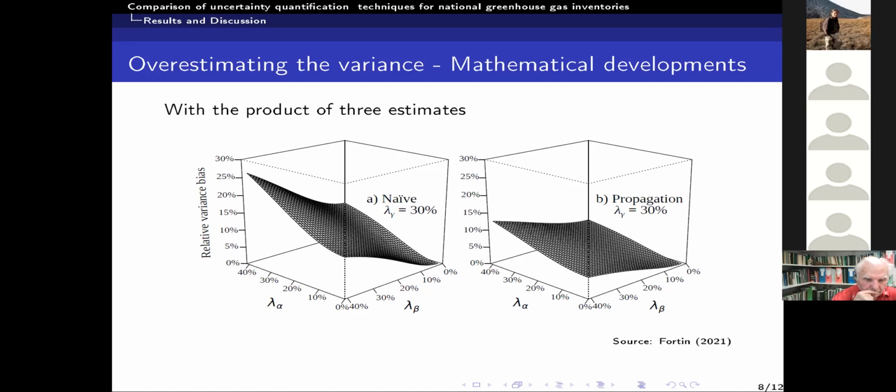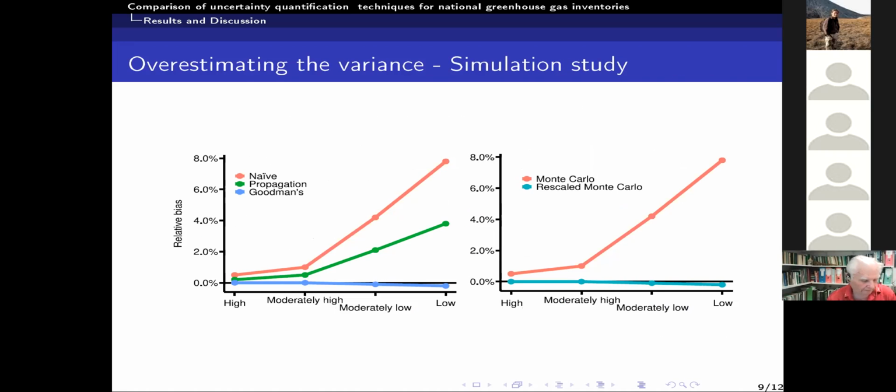So another way to test those estimators is through a simulation study. What we do is simple. We just run a simulation with different factors. We sample a population, and then we know the real values of the estimators. And again, we get the same result. If we use a naive variance estimator or the Monte Carlo estimator, we get a very large overestimation. With the propagation-based estimator, it's not as bad. If we use Goodman's or the rescaled Monte Carlo estimator, we get an almost unbiased variance estimator.